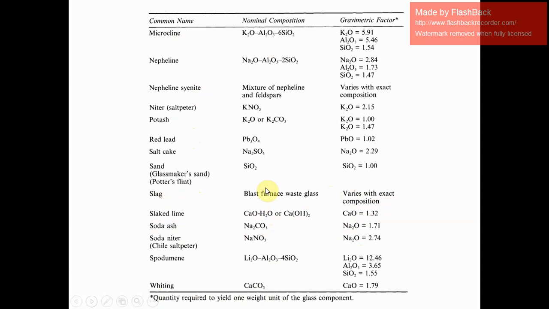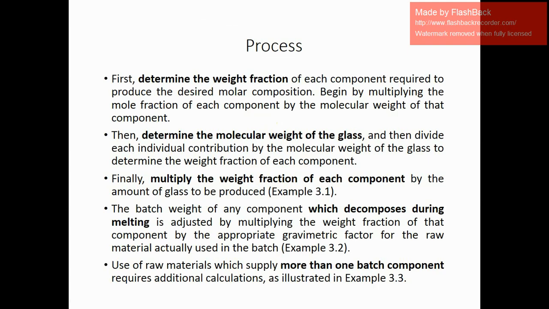One thing you have to remember is the molecular weight of all these chemical compositions. Silica, what is its molecular weight? Na2SO4? For a particular compound you have to know the chemical composition, and then by adding up the atomic weights you can get the molecular weight. Now this is the general procedure for batch calculation.